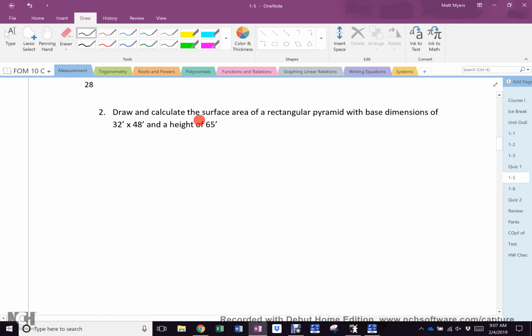Is this what yours says? Yeah. Okay. Cross out rectangle. Cross out 48. It's a square pyramid with the base dimensions of 32.